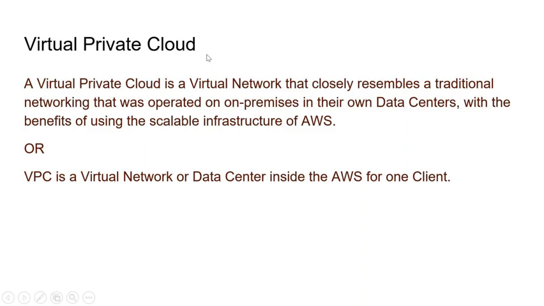That means you can scale up and scale down whenever you want on your virtual private cloud. Or in short, VPC is a virtual network or data center inside AWS for one client. So every client can have their own data center on the cloud. That data center we call a virtual private cloud. That we should understand.